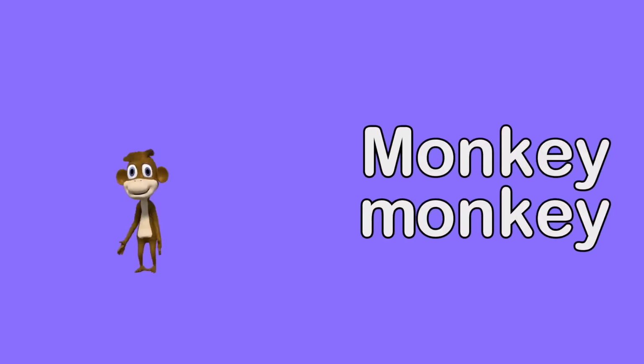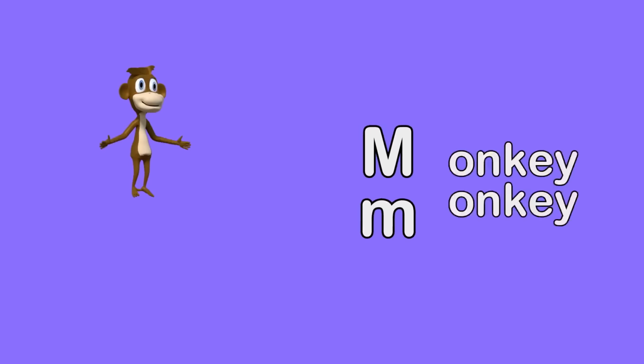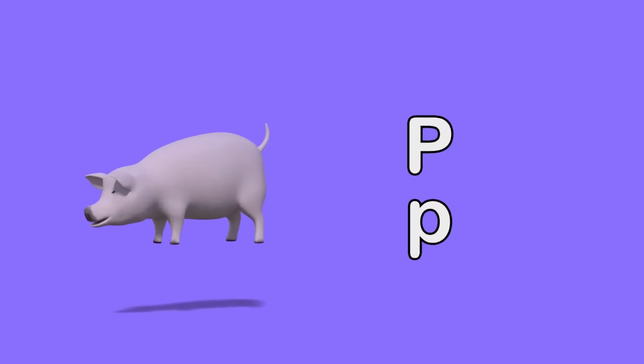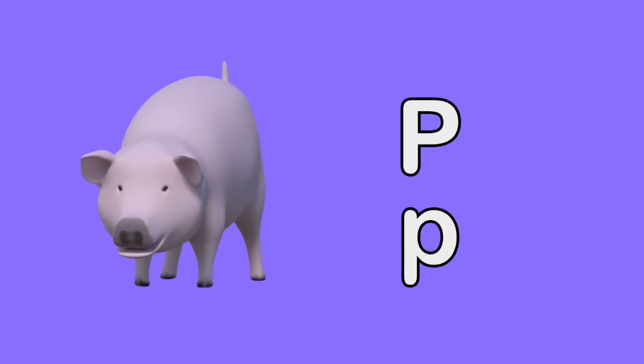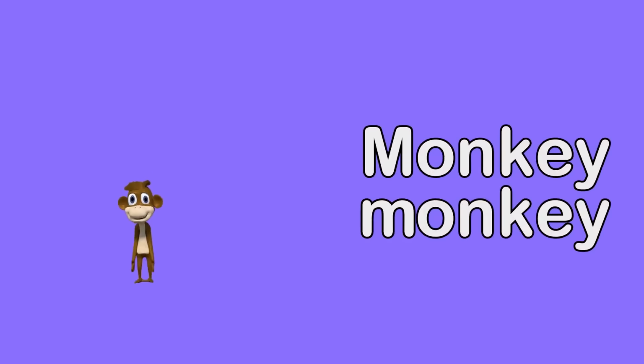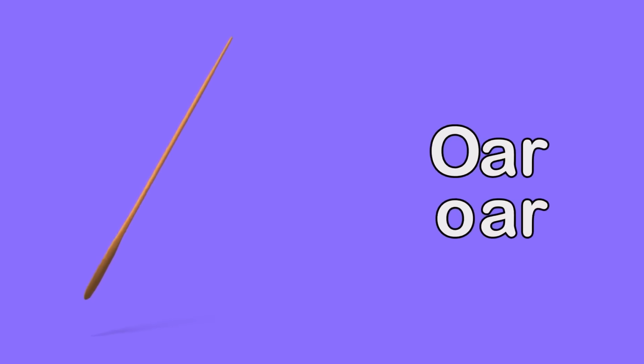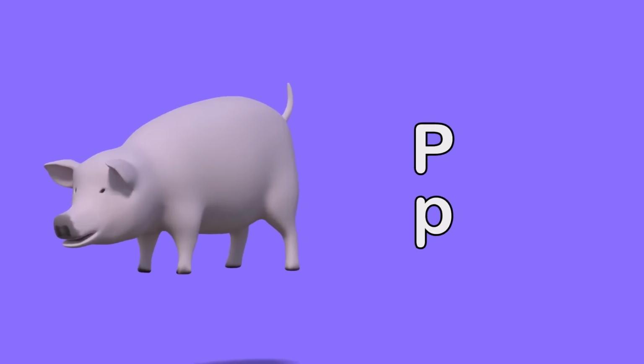M is for monkey, m-m-m-monkey. N is for nose, n-n-n-nose. O is for oar, o-o-o-oar. P is for pig, p-p-p-pig. M is for monkey, N is for nose. O is for oar, P is for pig.